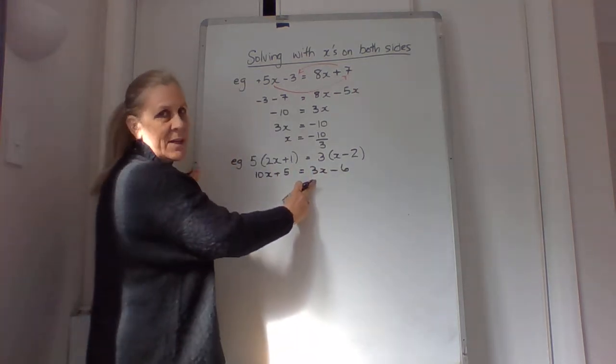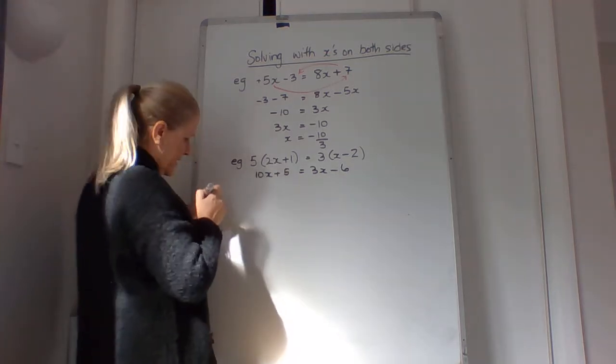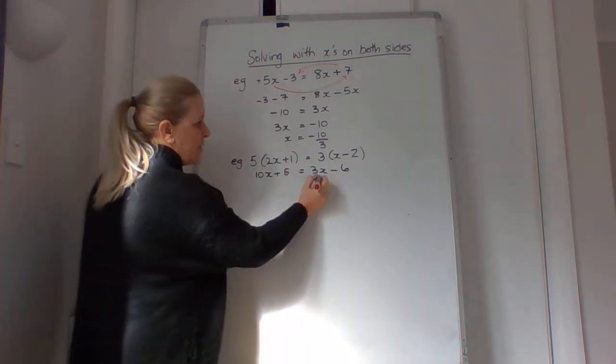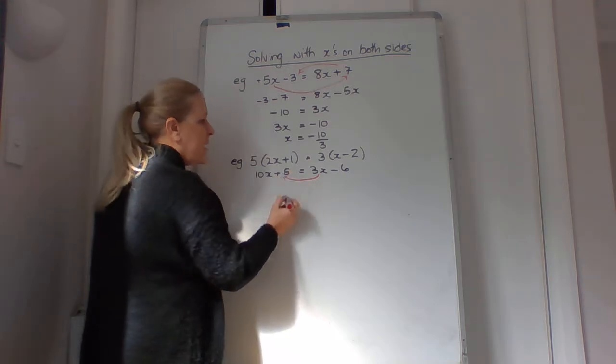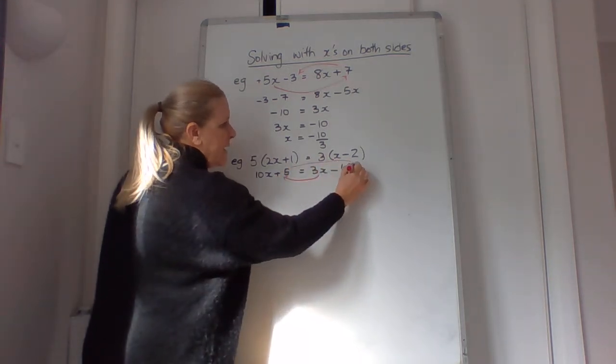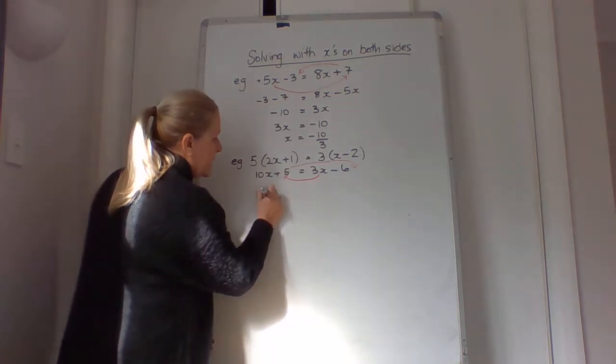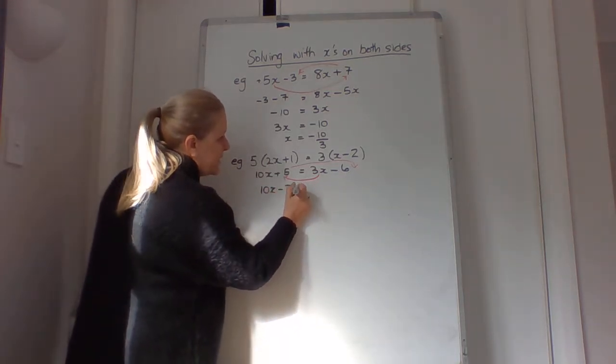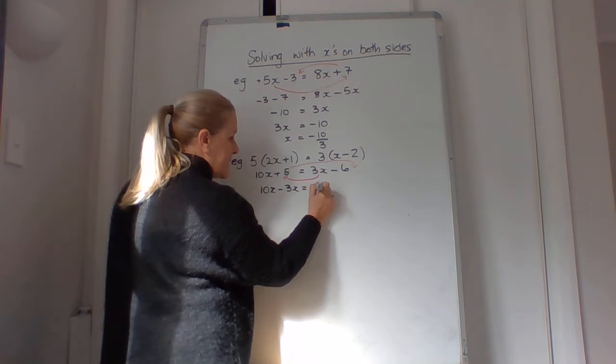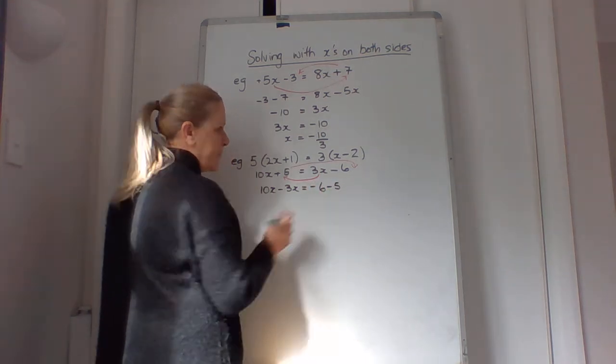This time the little amount of x's is here, so I'm going to bring them to this side. So the x's are going to travel behind the other one. The 5 is going to travel to behind the negative 6. So we get 10x minus 3x equals negative 6 minus 5.